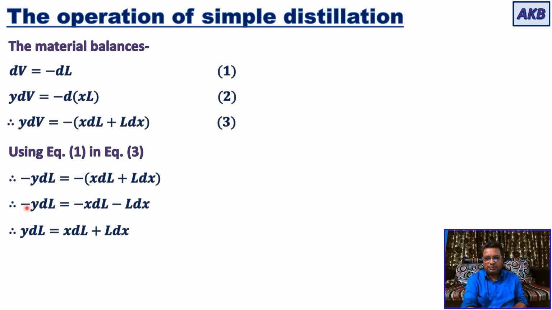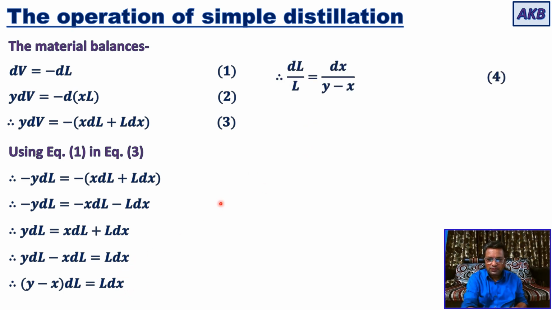Since every term has a negative sign, you get this equation: y dL is equal to x dL plus L dx. Then I bring the dL term to this side, so it will be y dL minus x dL, that is equal to L dx. Next, I can take dL common on the left hand side, so it will be (y minus x) into dL is equal to L into dx. Then if I rearrange it, it will be dL upon L is equal to dx upon (y minus x).